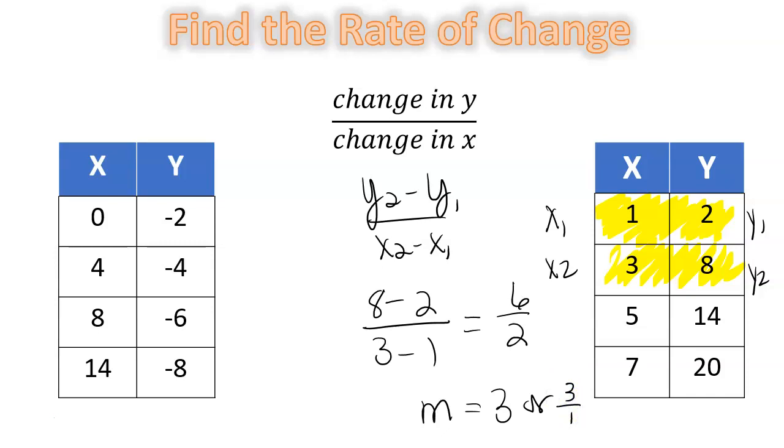3 or 3 over 1. Okay, what is this rate of change telling me? Rate of change is telling me, again, how my y's are changing versus how my x's are changing. So a rate of change of 3 or 3 over 1 tells me that a positive 3, so my y is going up 3 and my x is going up 1.